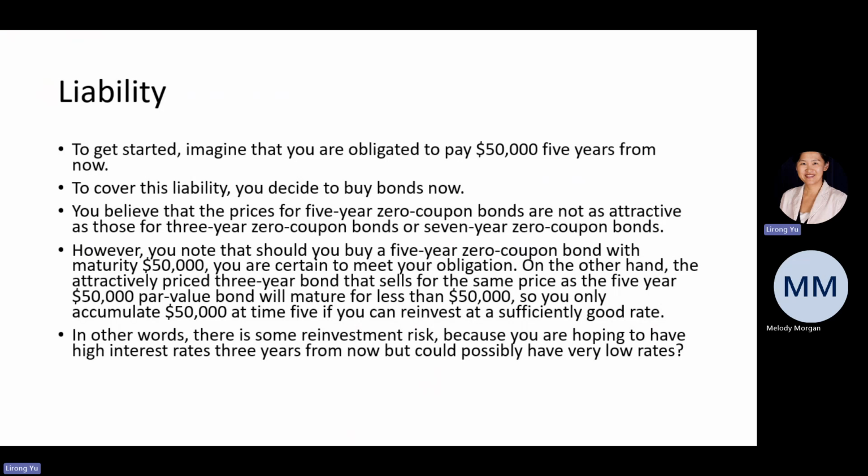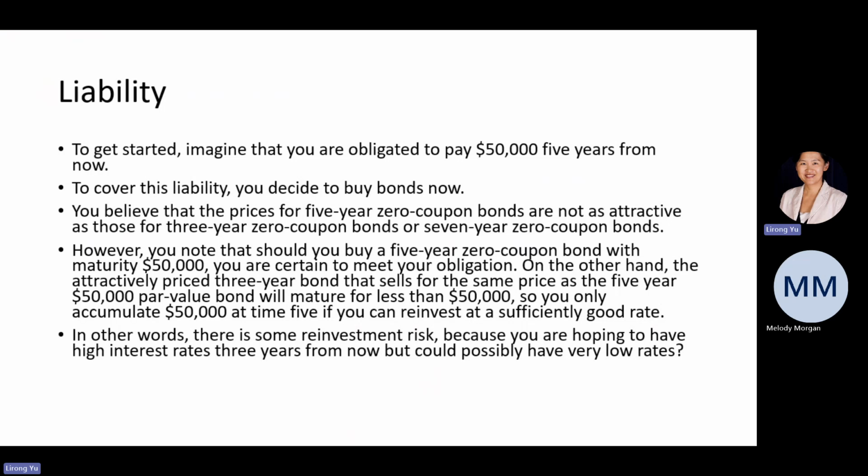So here we have an example. Suppose you need to pay 50,000 5 years from now. You want to make sure that you have cash to cover that liability. So instead of thinking that you reasonably might have that money, you want to make sure that you have that money now. There are a couple of possible investment opportunities. There's a 5-year zero coupon bond, a 3-year zero coupon bond, and a 7-year zero coupon bond. One option is to buy enough of the 5-year zero coupon bond so that the future value covers that 50,000 liability.